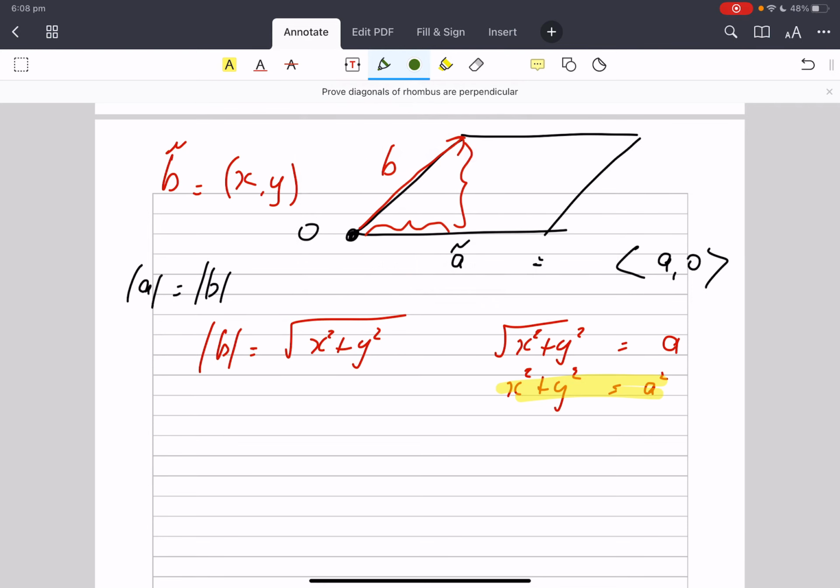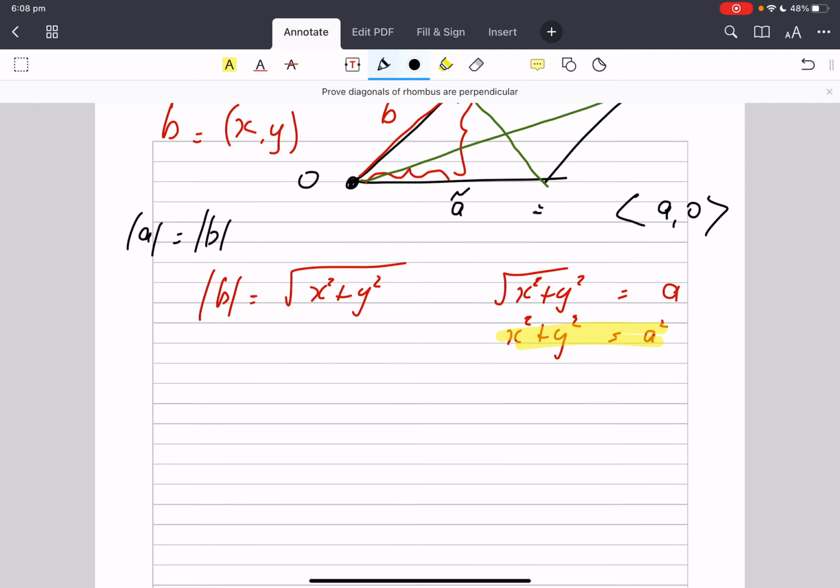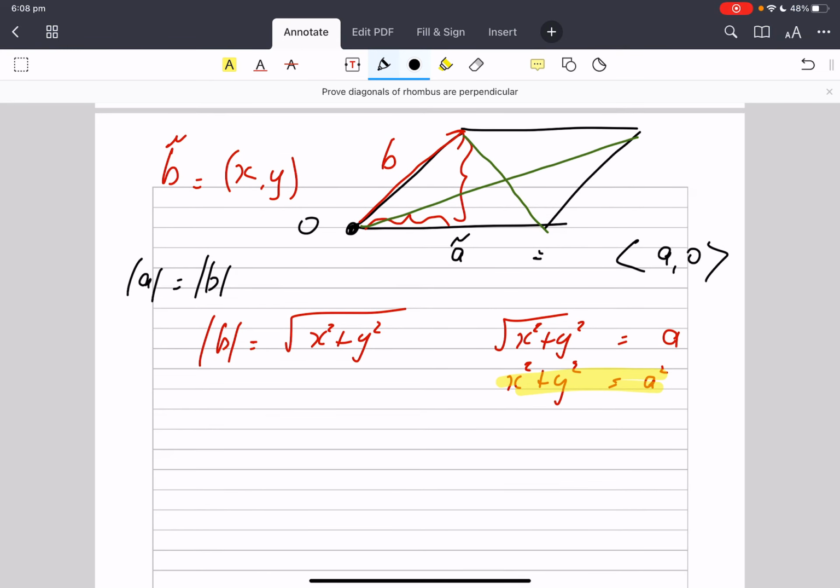We do need to go back to these two green vectors, and we're wanting to dot product them. The first green one, the first diagonal, is going to be A plus B. The other diagonal, I haven't labelled them this time, is going to be minus A plus B.